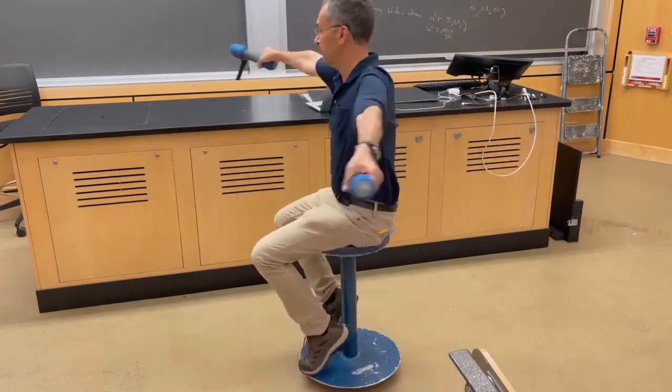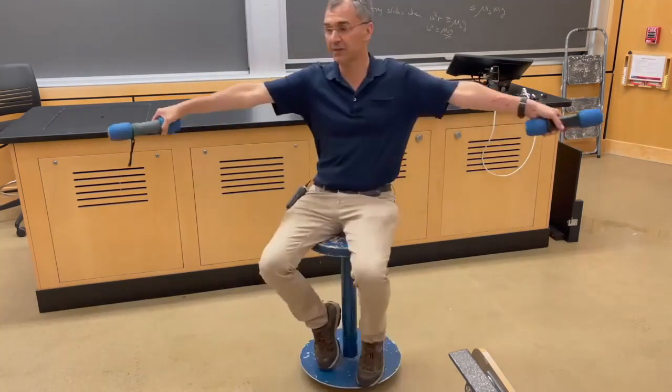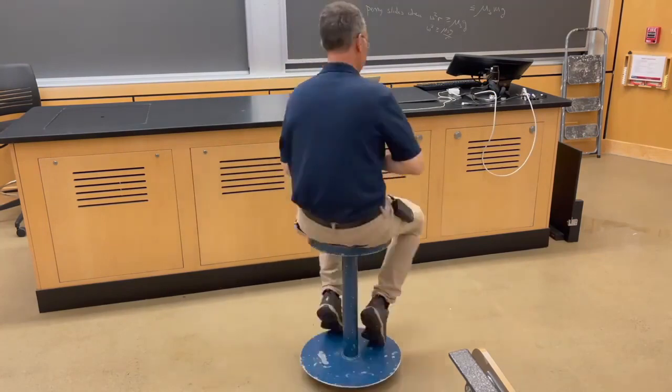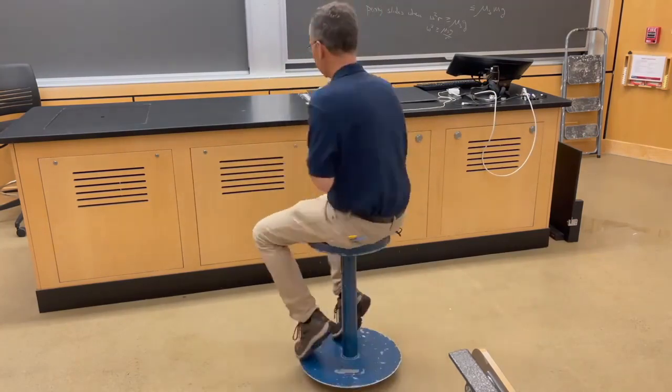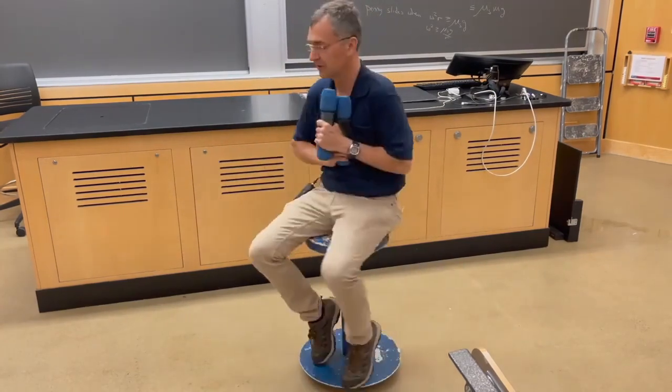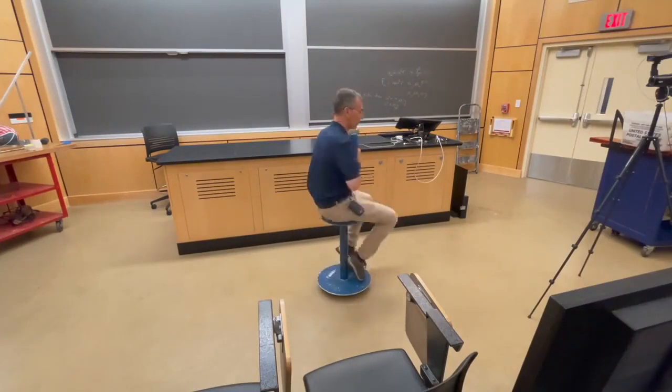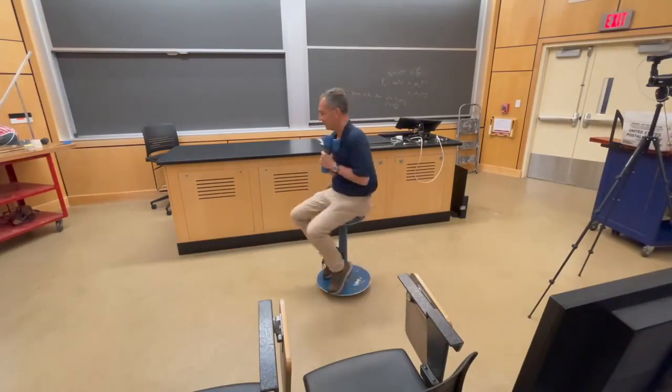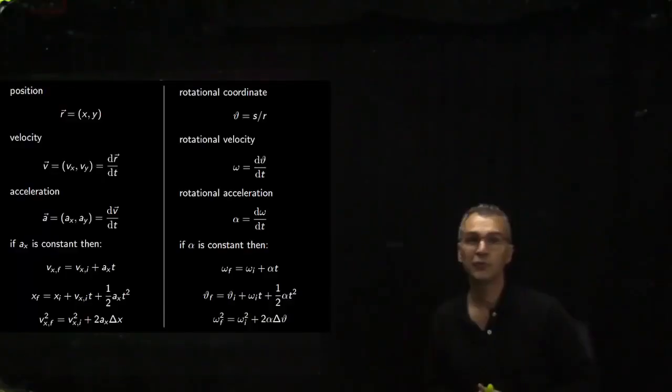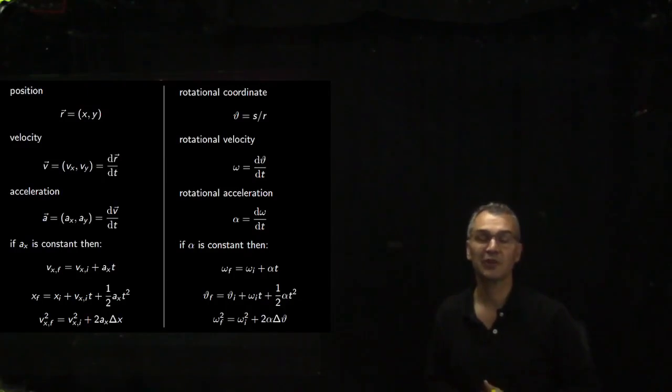Okay, so I imparted some angular momentum to myself by pushing off the table, and now I will reduce my rotational inertia by pulling the dumbbells in close to my chest, and you can see that I started rotating at a much higher rate. And whoa!